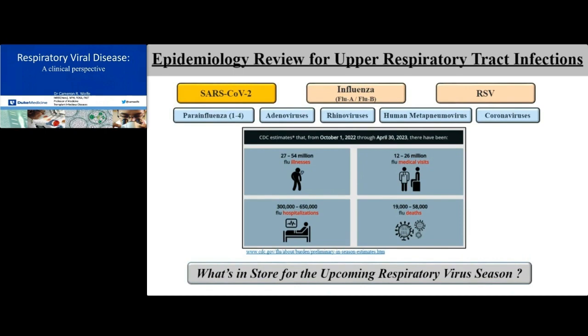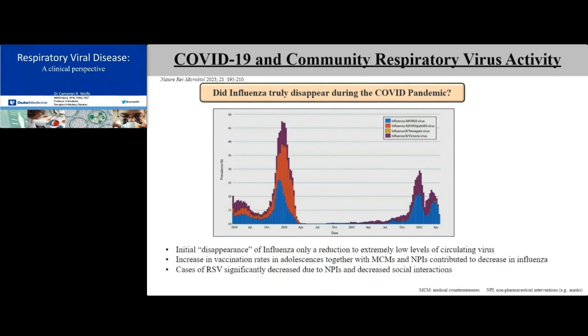First, I'd like to remind everyone that influenza actually did not really disappear during the COVID pandemic. As we heard, the initial perceived disappearance of influenza was in fact an extreme reduction of circulating virus in the community. This phenomenon was at large due to the use of non-pharmaceutical interventions and the stay-at-home orders and closures of schools, universities, and other places of public interaction during the initial months of the pandemic.